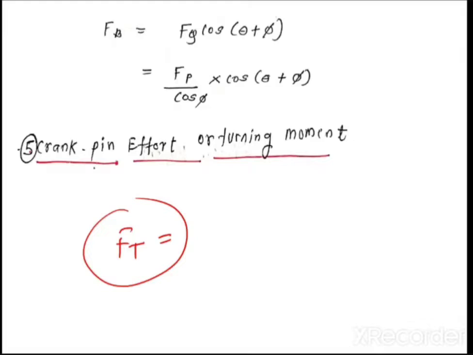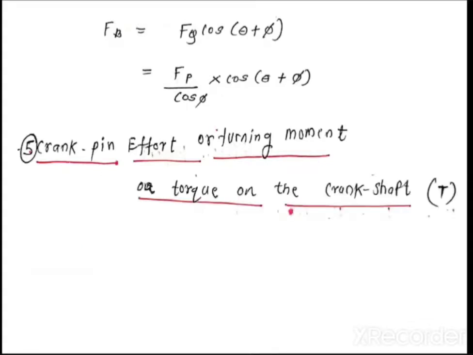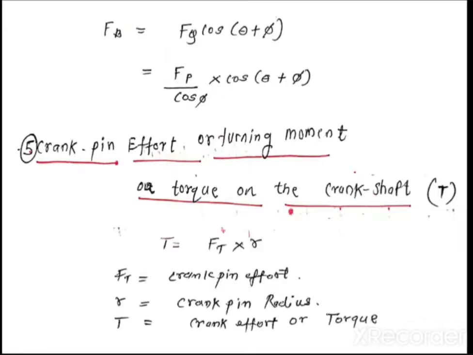Okay. So cramping effort. Cramping effort means what? The torque required to turn the crankshaft. That is nothing but a cramping effort. So cramping effort is nothing but a torque acting on the crankshaft, and it is given by T is equal to Ft into R. This Ft means what? Ft is nothing but a tangential force acting perpendicular to the crank. So this Ft multiplied by R. R means what? Cranking radius. You will get a T, that is a crank effort or the torque. Is it clear? Now let me derive the formula for this.